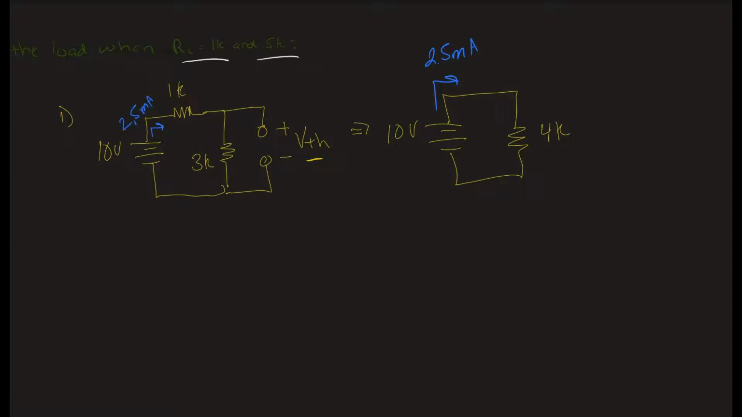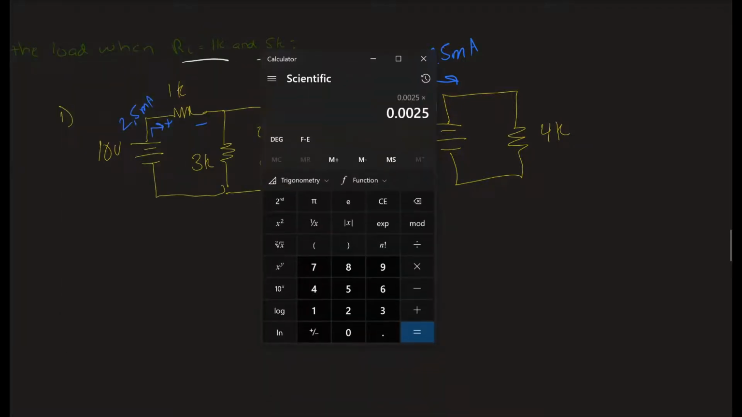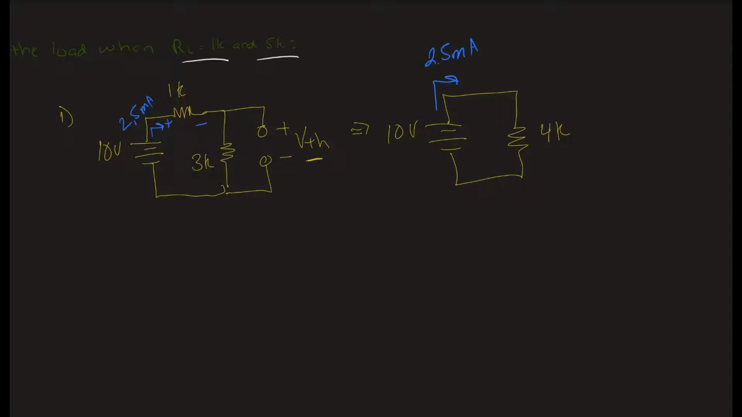Now I know the current going this way is 2.5 milliamps, and just like before, we need to solve for our voltages. If I have 2.5 milliamps going this way and a 1K resistor, that gives me 2.5E-3 times 1E3, which tells me that I have a 2.5 volt drop across there. So from here to here, we have a 2.5 volt drop.